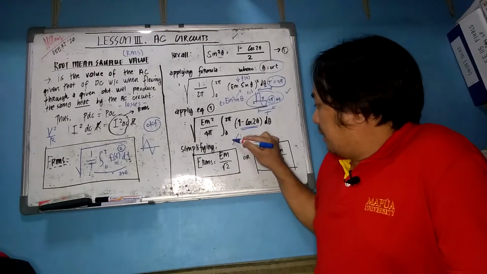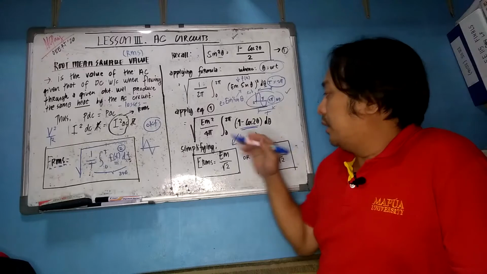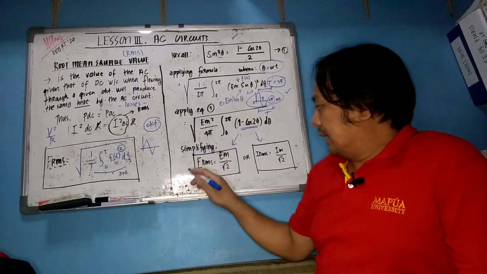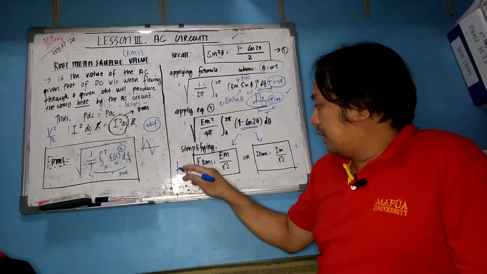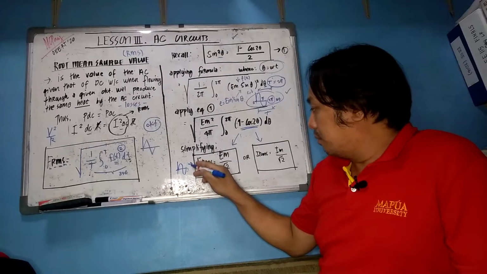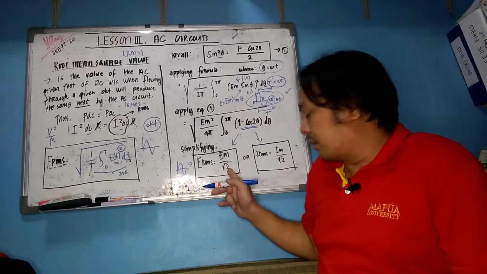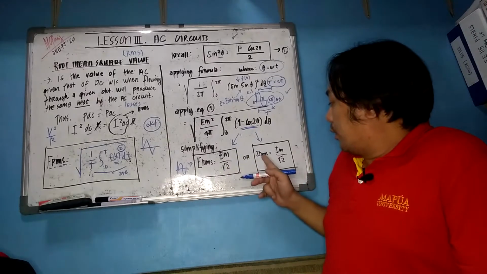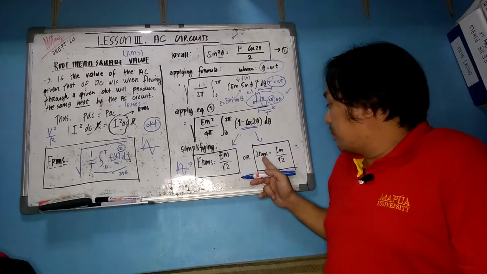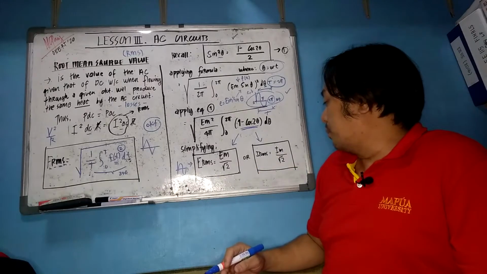What is important here are these equations. It can be current or voltage. In a sinusoidal signal, the root mean square value is equal to E_RMS is E_max all over square root of 2, where E_max is the peak value, or I_RMS, the root mean square of the current, is equal to I_max all over square root of 2.